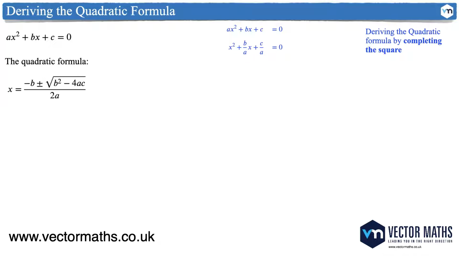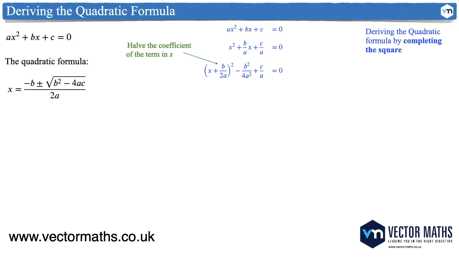Now recall that when we complete the square, we take the coefficient of x, which in this case is b over a, and we halve it. Well, half of b over a is b over 2a. And then we evaluate x plus b over 2a all squared, and then we subtract what we would get if we squared the term b over 2a. In other words, we subtract b squared over 4a squared, and then we add back in c over a, and this is equal to 0.